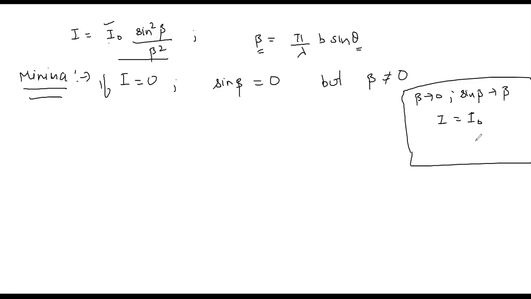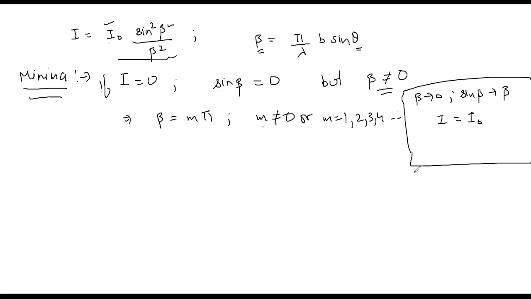the central maxima. So apart from that, if we want to have the minimum intensity, your numerator should be 0, but the denominator should not be equal to 0 simultaneously. Otherwise, this would become an indeterminate quantity. So that means what I want is that beta should be equal to m pi, but m should not be equal to 0. Because if your m becomes 0, then you are saying beta is equal to 0, but we just said that we don't want beta to be equal to 0. So that means your m cannot be 0, or in other words, you can say that m can take any value 1, 2, 3, 4, and so on.